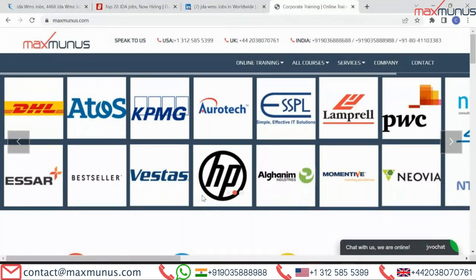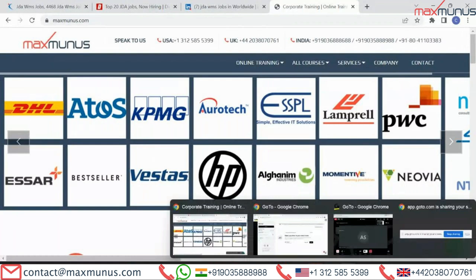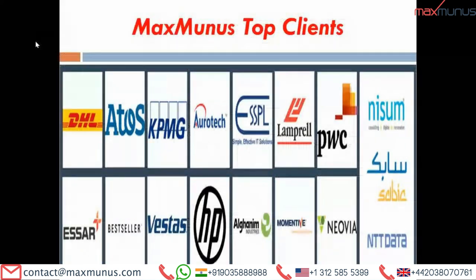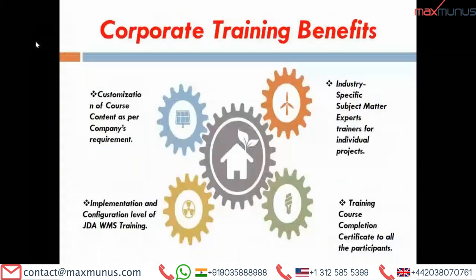Let's look into the next slide. What are the corporate training benefits of JDA WMS from MaxMunus? Customization of course content can be done as per the company's project requirement. We provide implementation and configuration level of JDA WMS training. The MaxMunus corporate training program helps employees start working on projects from day one after the successful completion of the training session.